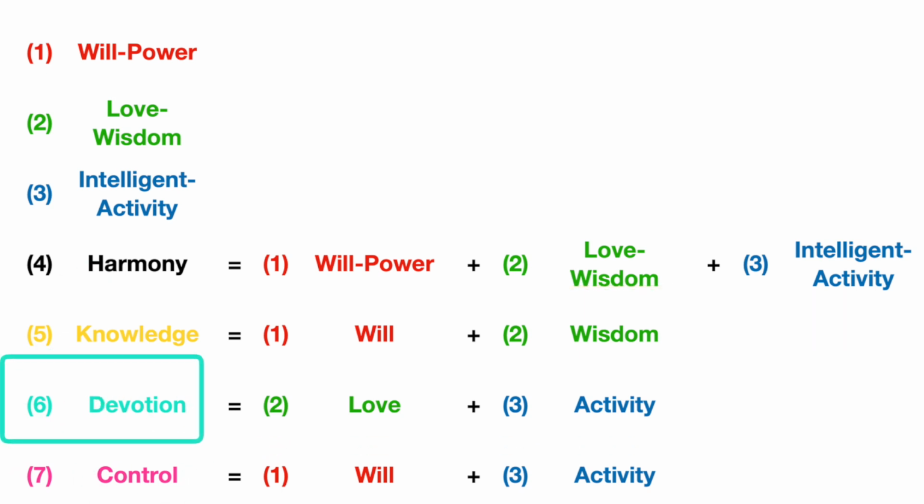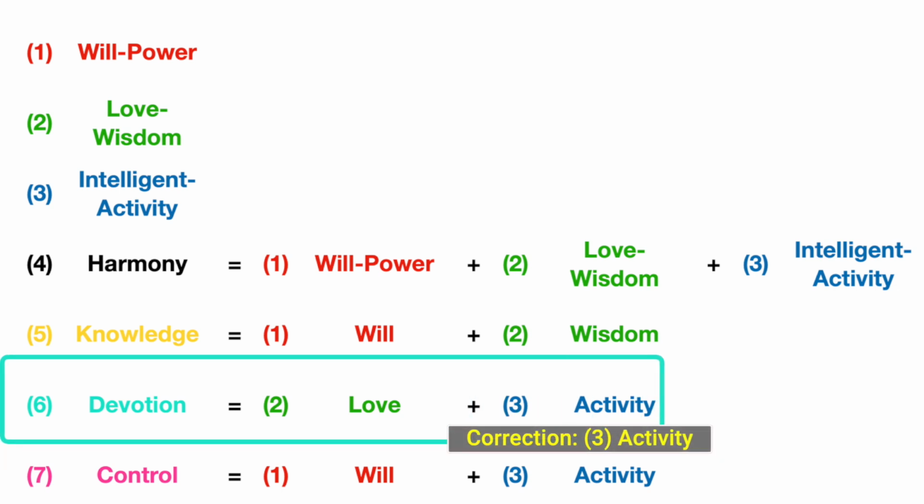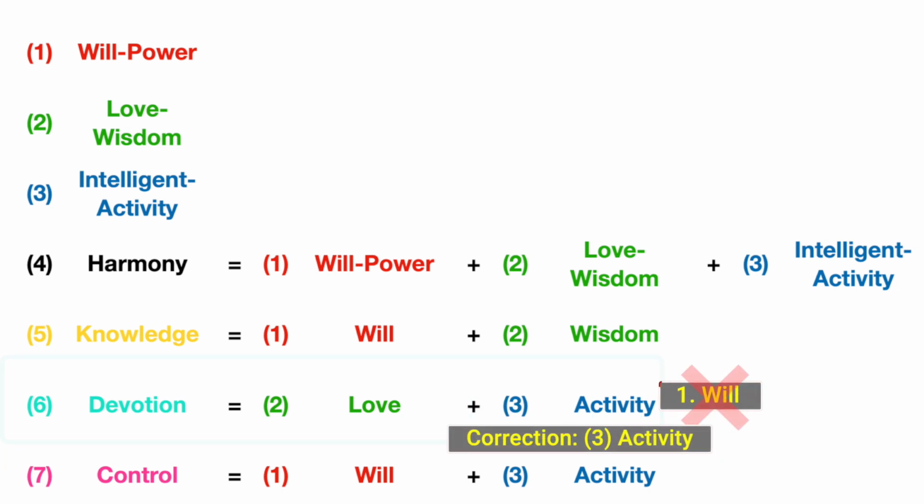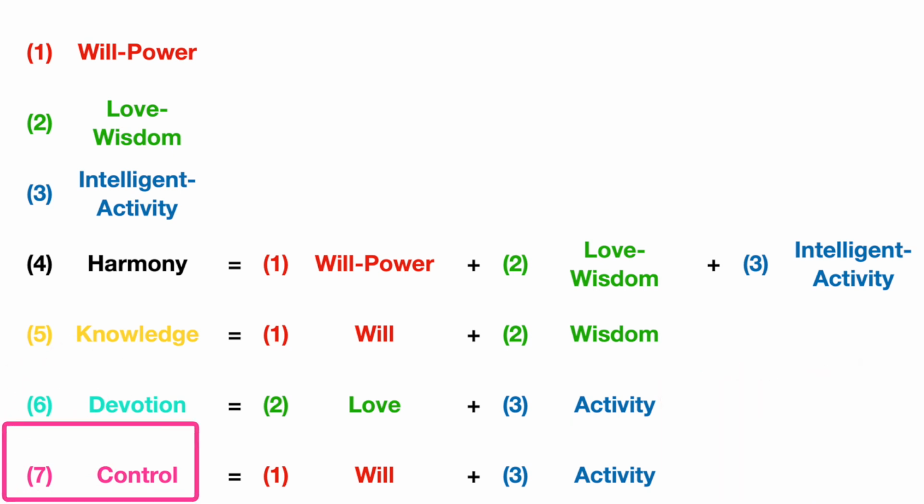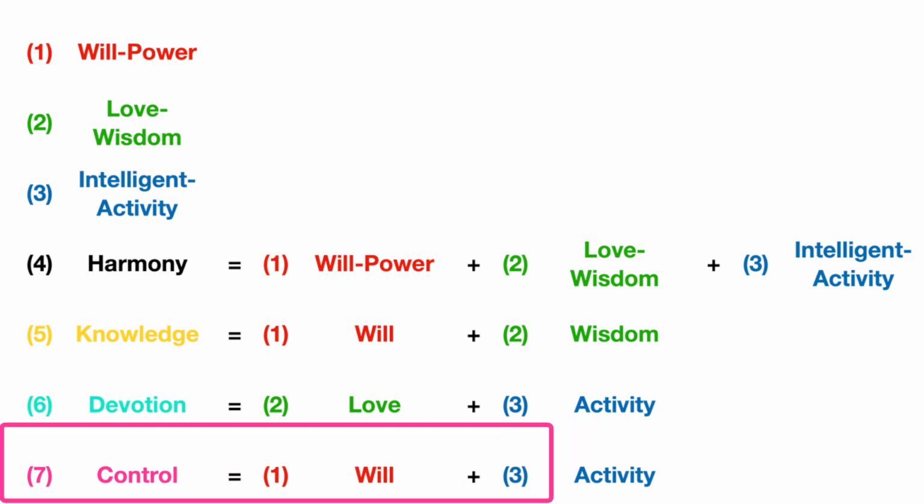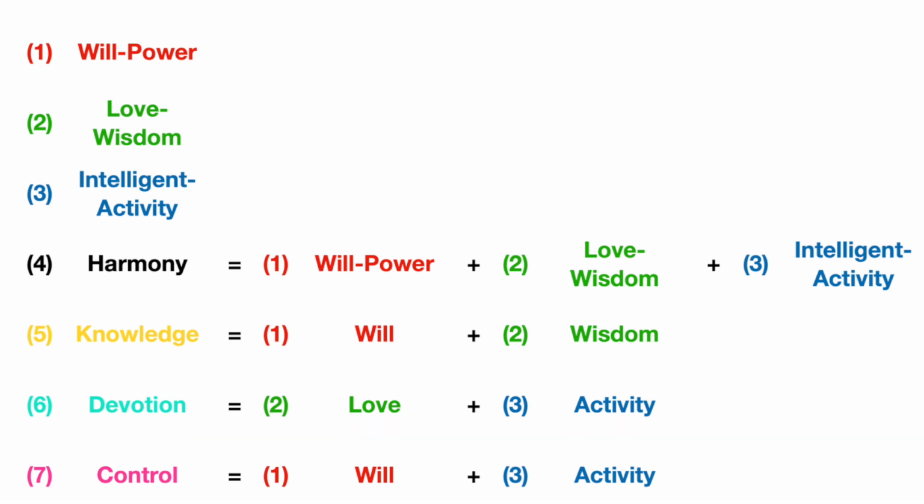6, devotion, is a function of adding 2, love, to 1, power, but does not include 1, will, or 2, wisdom. This is why devotion can often lead to cruelty. 7, control, is a function of 1, will, and 3, activity. Activity by itself does not lead to control. You have to apply your will to bring that activity into manageable boundaries. Take time to look at these combinations. They can be found on my website.